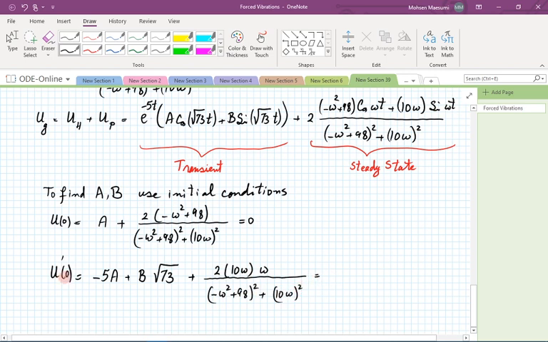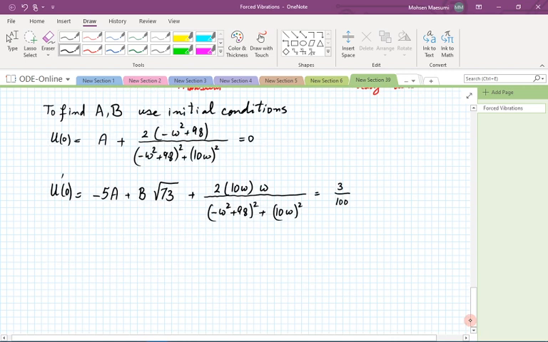Well, u prime of 0 will be equal to what? That was given to us, this peculiar number, 3 centimeters per second, or 3 over 100 meters per second. So from the first formula, of course, we figure out what a is going to be. I take this to the other side, becomes -2 times minus omega squared plus 98 over this stuff.